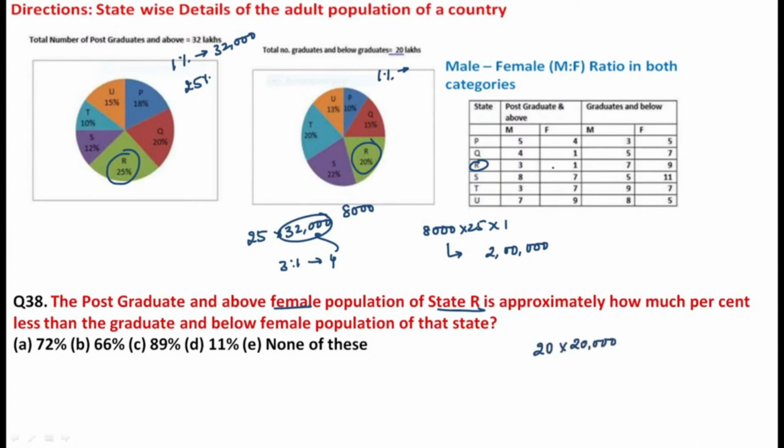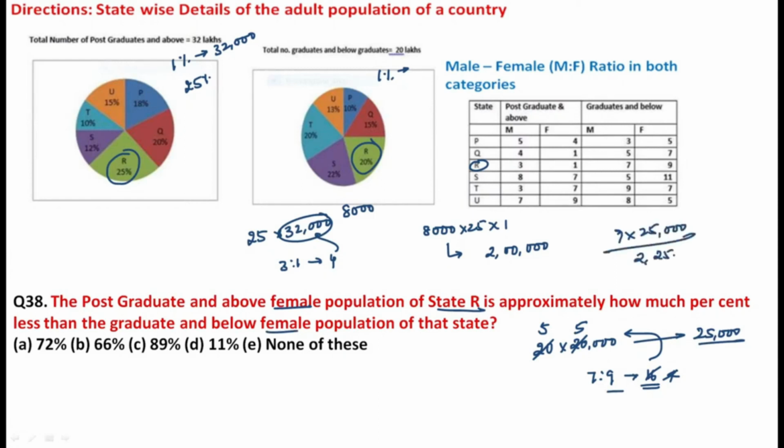Now the same state, the ratio of male to female is 7:9. 16 members. If it is 16 members, the ratio becomes 7:9. Now 16 becomes 20,000. You can cancel here: 4 4s are 16, 4 5s are 5,000. So 5 5s are 25,000. So we want the number of females again. Females are 9. So 9 into 25.